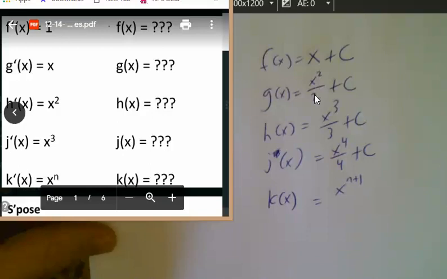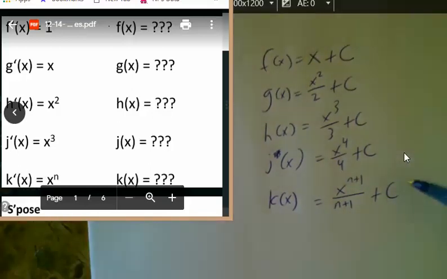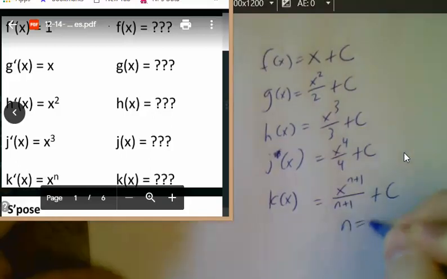Divide by 1, divide by 2, divide by 3, divide by 4. So divide by n plus 1. And don't forget the plus c. And that is 99% correct, with one minor exception. This pattern only works as long as the power has a specific domain. And that domain would be all numbers except for -1.